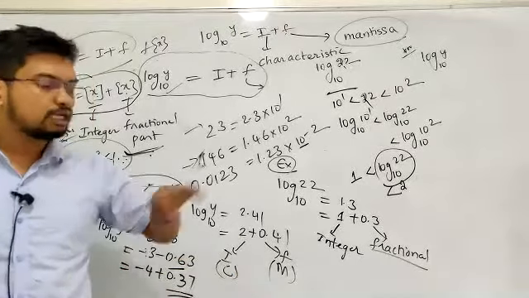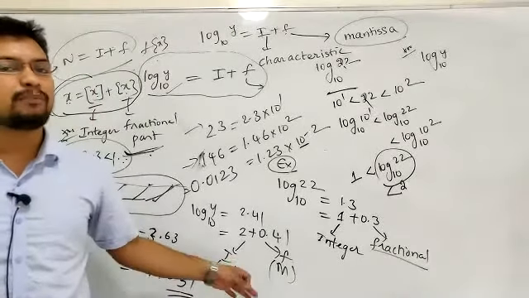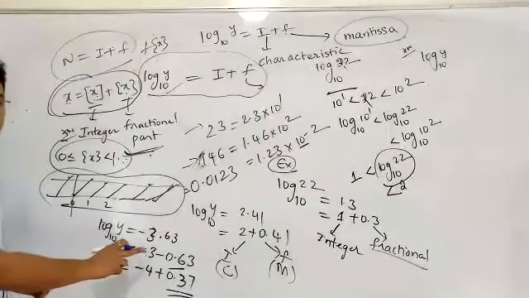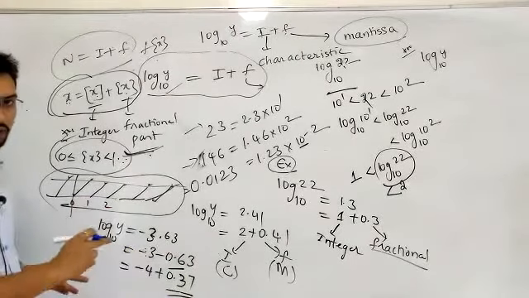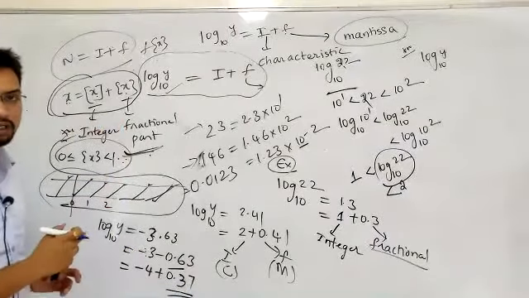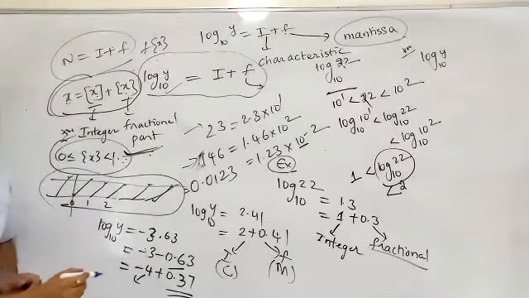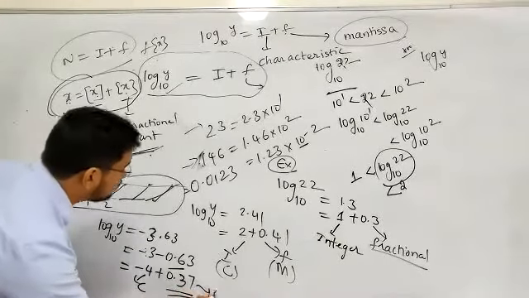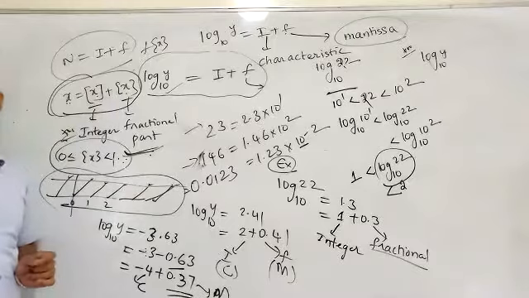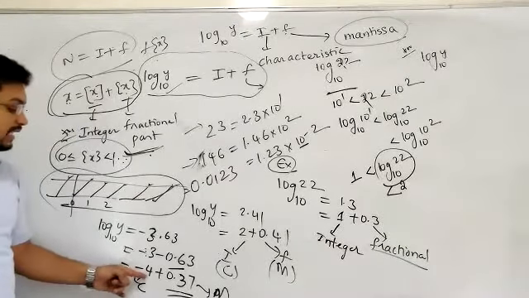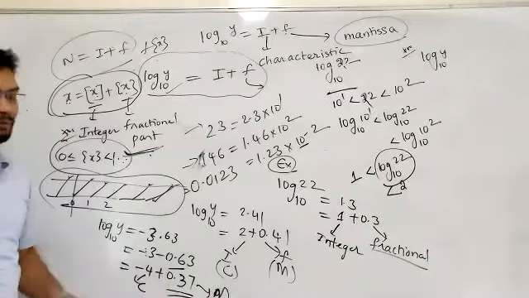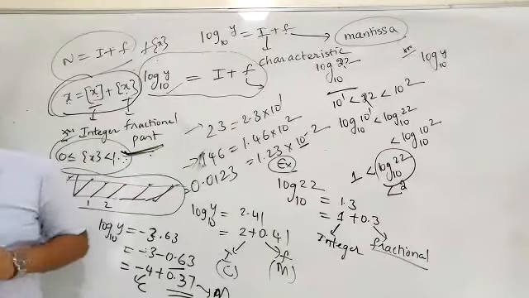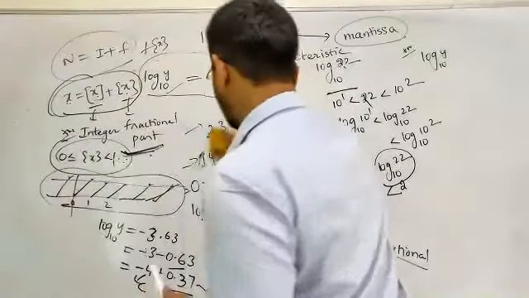You wrote it directly whenever there is a positive part. But when there is a negative part, the integer value can be negative or positive, but the fractional part must always be positive. So for this problem, -4 will be your characteristic and 0.37 will be your Mantissa. The one fundamental you must remember is that the fractional part of x is never negative.